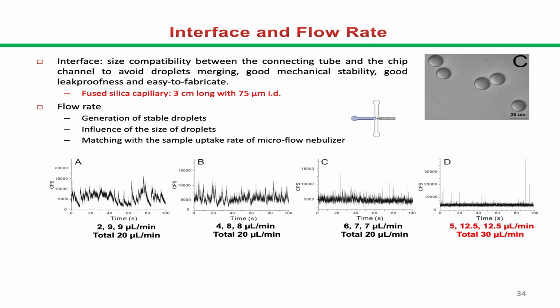We also try to optimize the interface and also the flow rates of the organic phase and the aqueous phase. As you can see, the interface is a fused silica capillary with 3 centimeter length and 75 micrometer inner diameter. And also the aqueous flow rate is 5 microliter per minute, and the organic phase is 12.5 microliter per minute.